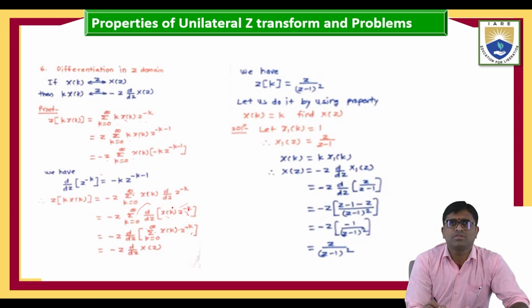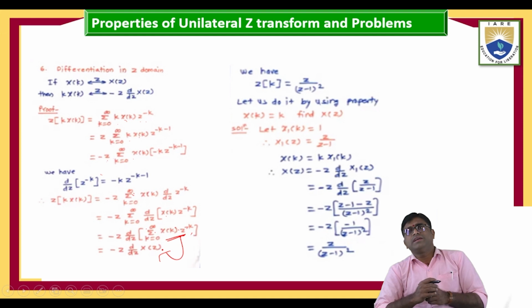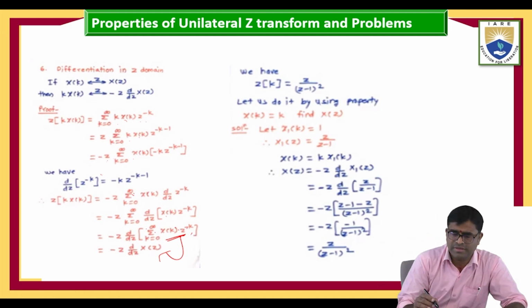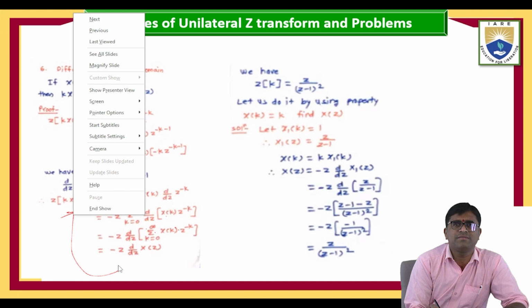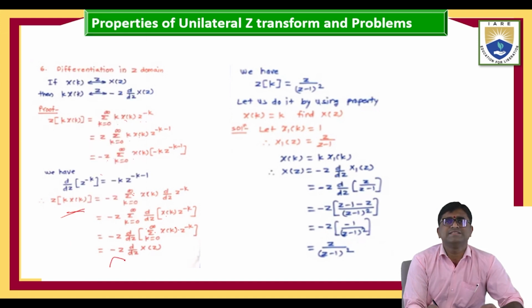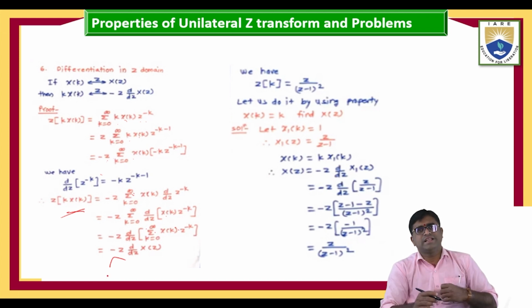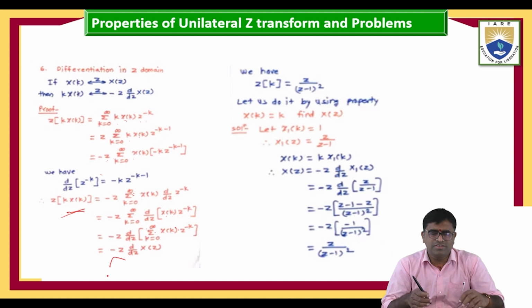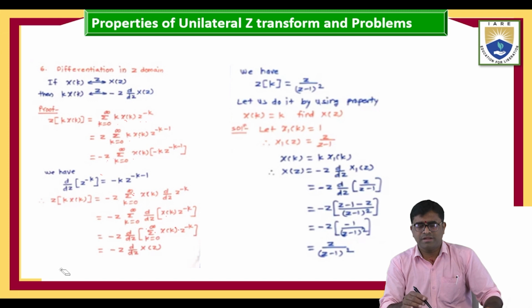So what happened? This total part is minus z into dX by dz, and what is the formula for this one? This is nothing but X of z, the basic formula. Hence we prove that for k into x of k, the z transform is minus z into d by dz of X of z. You have to remember this is the differentiation in Z transform, and here the proof will be there.